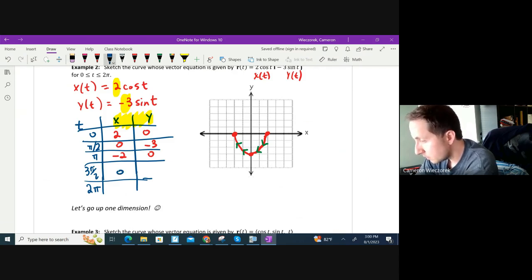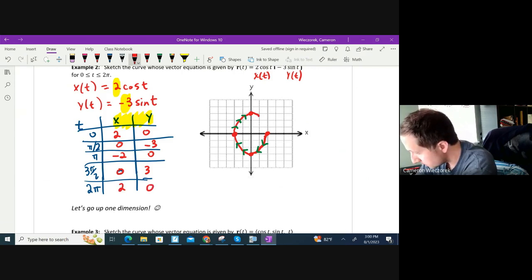And if we plug in 3 pi over 2 for y, we end up with negative 3 times negative 1, which is positive 3. So now we're up at the point (0, 3) on the positive y-axis. So now it looks like I'm making the curve as I go here, specifying the direction. Now I've moved my way into quadrant 2, up to the positive y-axis, and you can probably predict what's going to happen here. We plug in 2 pi, we're going to end up back where we started at (2, 0). So it makes an ellipse.